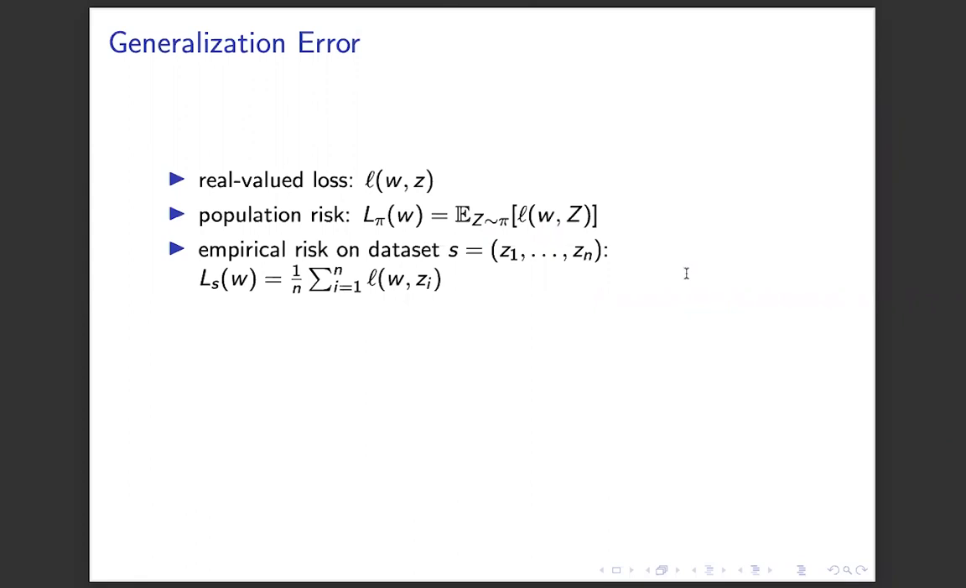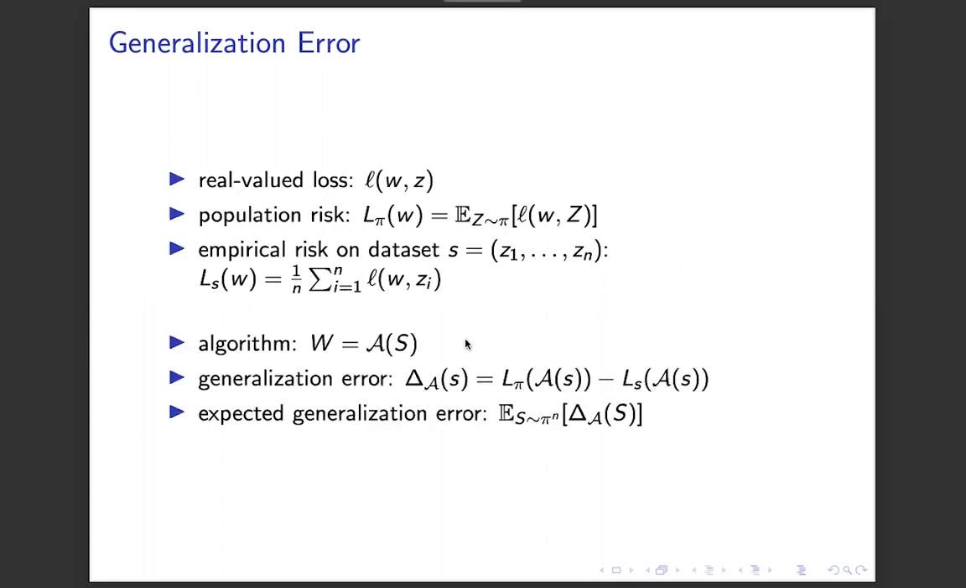So we're interested in generalization error for statistical learning problems. We're going to have some real valued loss that's a function of both our weights, our model, and our sample. The population risk is then the expected value of this loss for some fixed weights, where you're averaging over some new unknown sample. Then we also have an empirical risk on a particular data set. This is just the average loss over that data set.